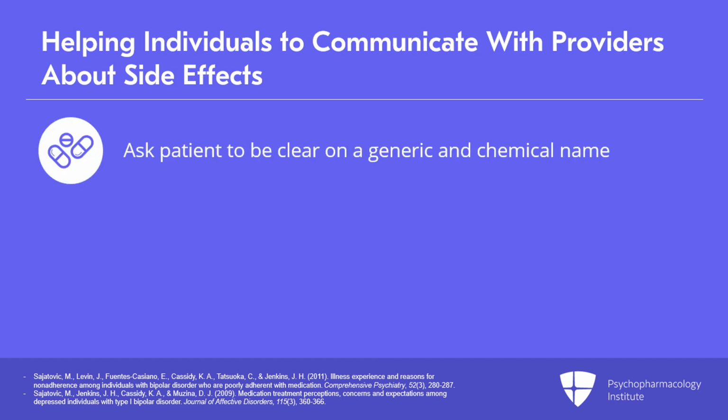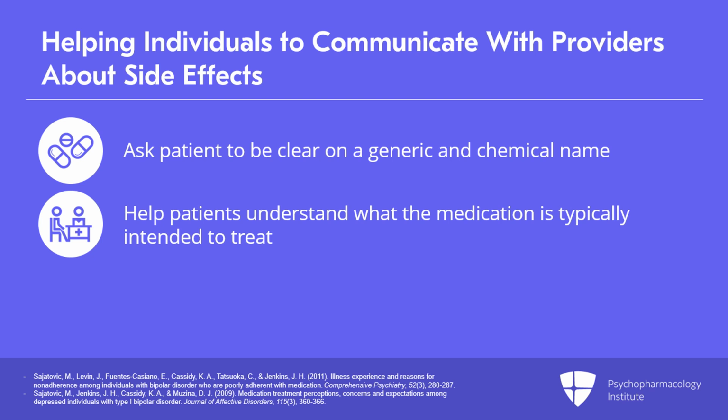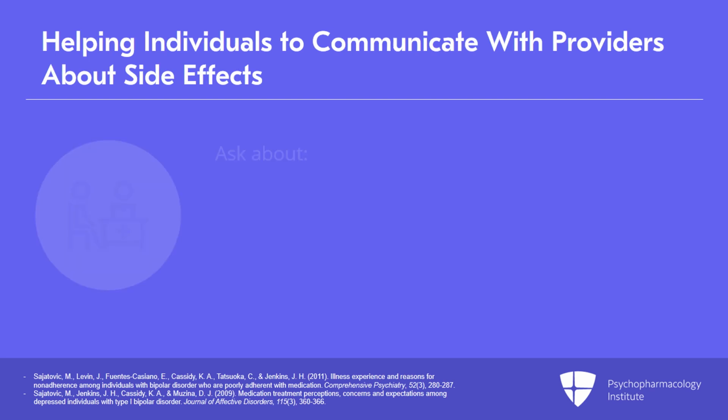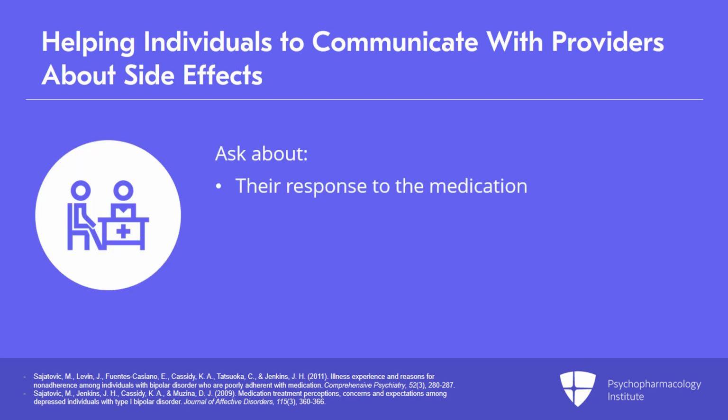We ask people to be clear on a generic and a chemical name. We have definitely seen patients who do not appreciate, especially if they've got drugs from different pharmacies, that the same drug can have different names. So it is important that people understand what the medication is typically intended to treat, as well as the purpose of the medication in their situation. Is it an antidepressant? Is it a general mood stabilizer? And so on. Then their personal response to the medication, asking the patient to quantify the side effect or problem.